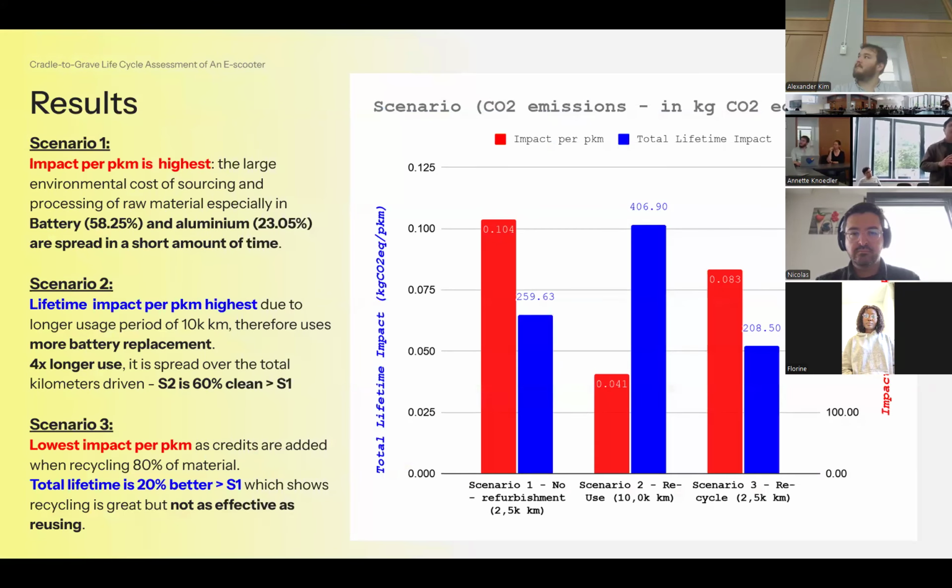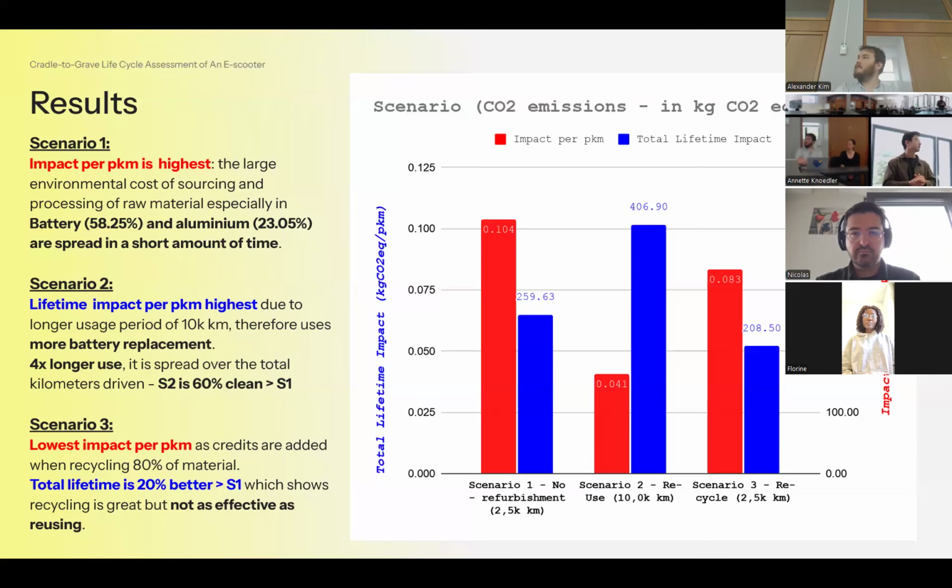So after we've done our LCA, we've calculated, this is our result. For scenario 1, as you can see, we have the highest impact per person per kilometer. And this is because of the large carbon footprint that is caused from the raw materials and also the process of creating the batteries, such as the lithium, the cobalt, and as well as the aluminum, which consists of the majority part of the e-scooter.